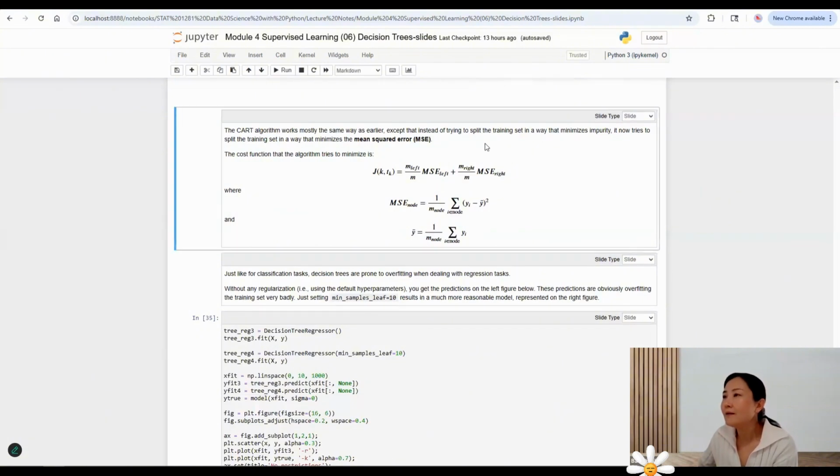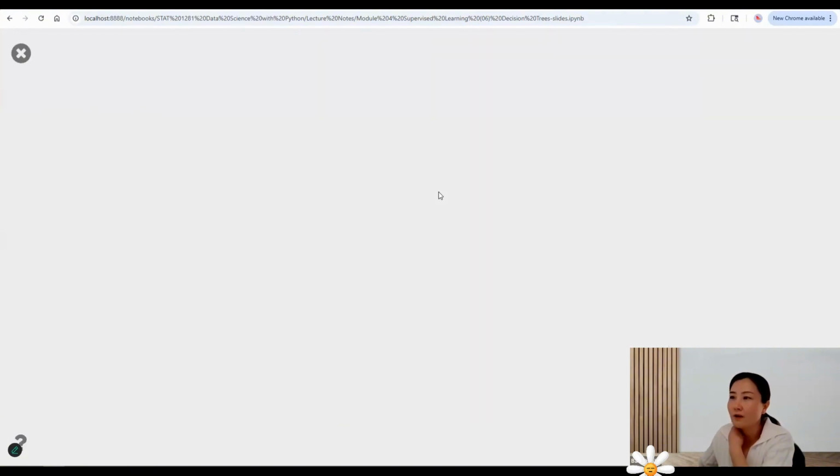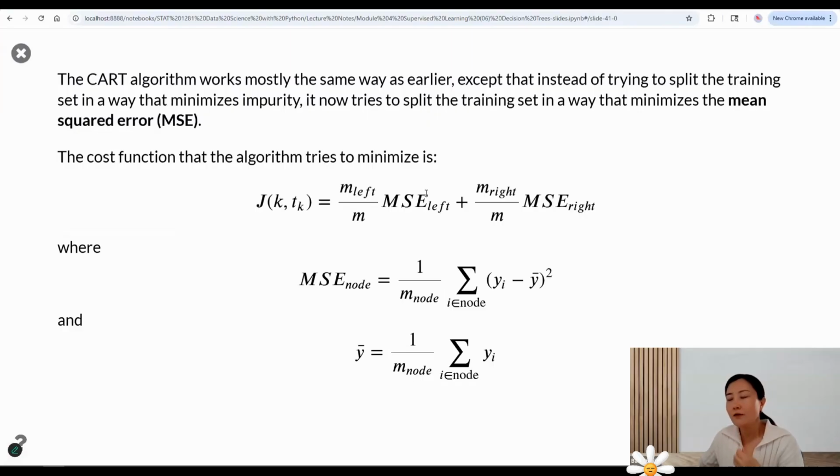All right. Then let's see how the CART algorithm works for regression models. For classification models, at each node, it tries to minimize the overall impurity after the split. Right? How about for regression? It will try to minimize the mean square error, the overall mean square error after the split. Right? Where mean square error is defined in this way, it's the average of yi minus y bar squared.